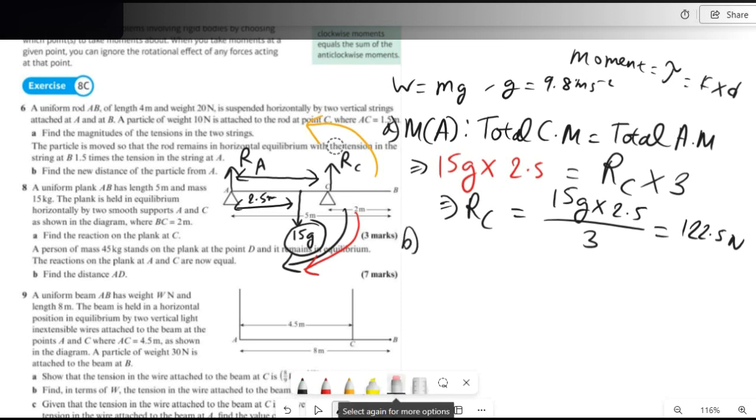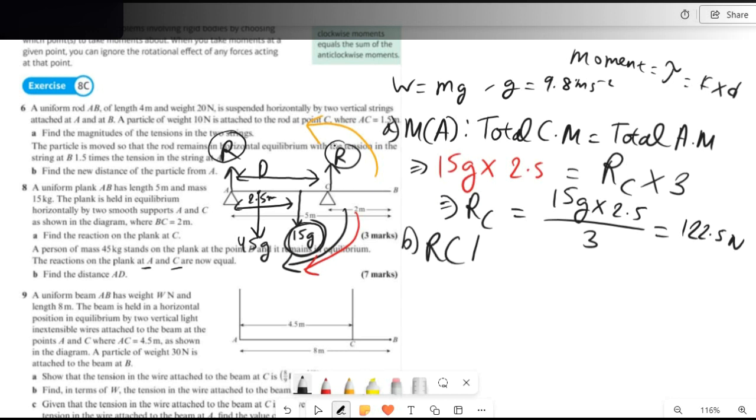For part B, a person of mass 15 kg stands on the plank at the point D and it remains in equilibrium. The reactions on the plank at A and C are now equal. So we have to find the distance AD, and we're given that the reactions at A and C are now equal. So the normal reaction forces are each going to be R. And similarly at D, there will be a downward force, or weight, of 45g.